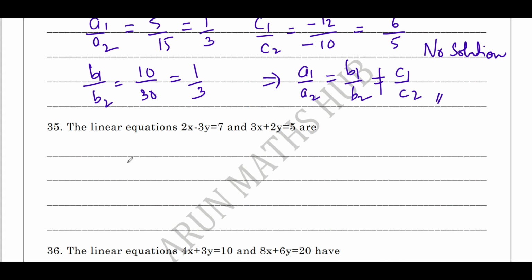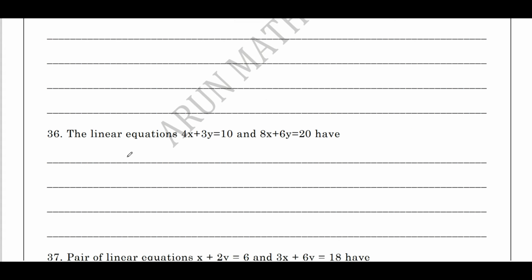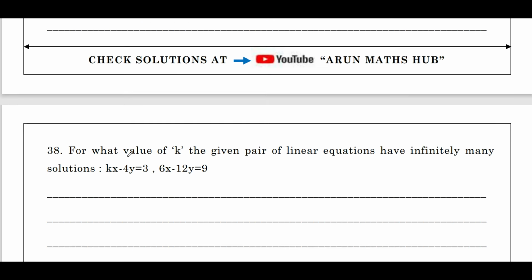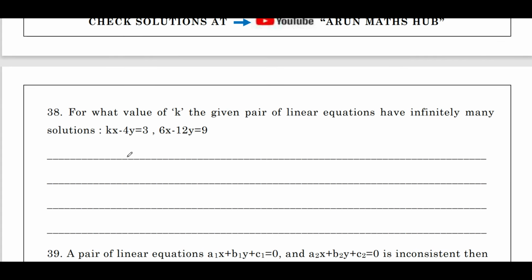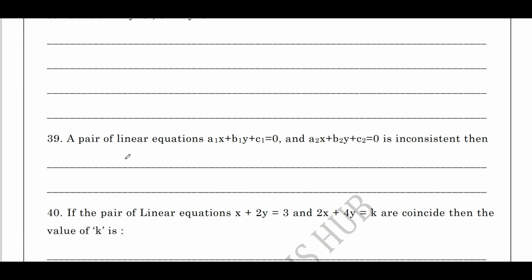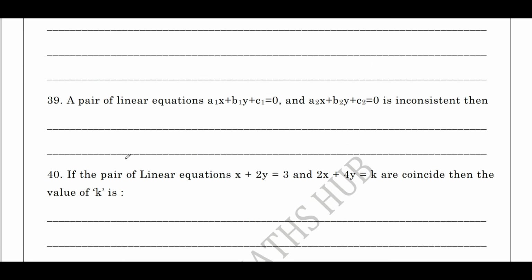The same way you can find out for question number 35, 36 and 37, and also 38. You can find out the value of k so that they have infinitely many solutions. That means the condition is what? The coincident lines, a1 by a2 is equal to b1 by b2 and equal to c1 by c2. The same way question number 39.